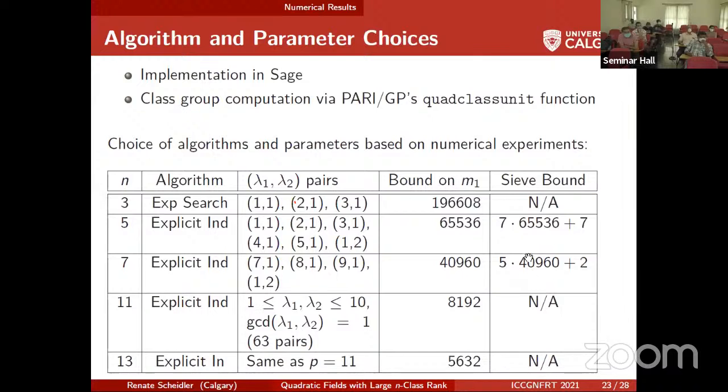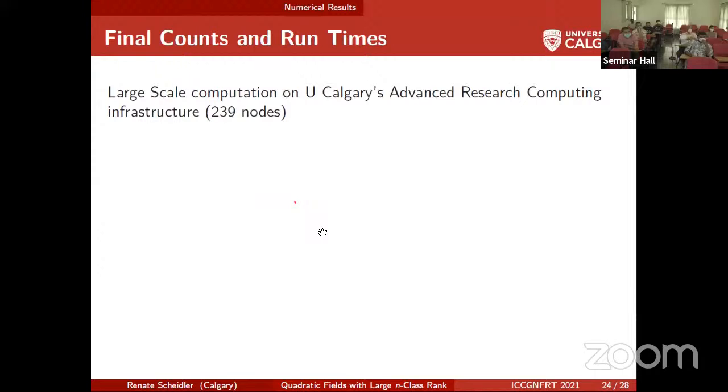So this is the entire algorithm that we did. So this is a massive, massive, massive computation. We used the University of Calgary's advanced research computing infrastructure. So in essence, it's a big cluster. It's got 239 nodes. I forget the individual specifications, how much memory and stuff, but it's just this massive parallel cluster, and you just use the entire cluster and let it run.